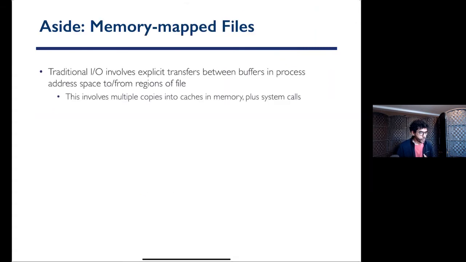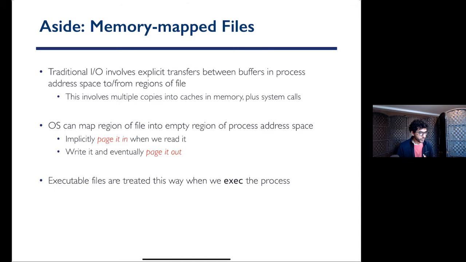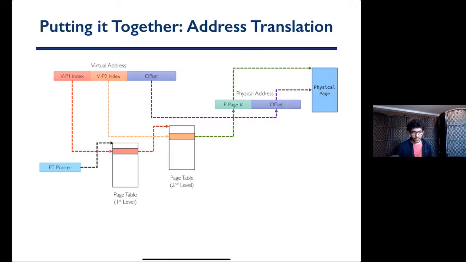So I guess I explained memory mapped files, so we can move on. Now let's put everything together. This is what we saw in the previous lecture on address translation. We have a virtual address. We get the offset to find the particular byte in the page that we're interested in. We then divide the virtual address into pieces. We use each piece to index into one level of the page table, and then the next level, and then eventually we get our physical page number and our translation. So this is address translation.